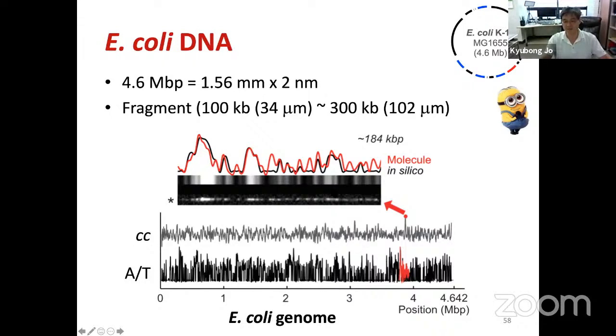So this is one of the images, and from that we can simply calculate the intensity profile, and then we match this profile with the in silico AT profile map, as shown in this figure. So we conclude that it originated from here.